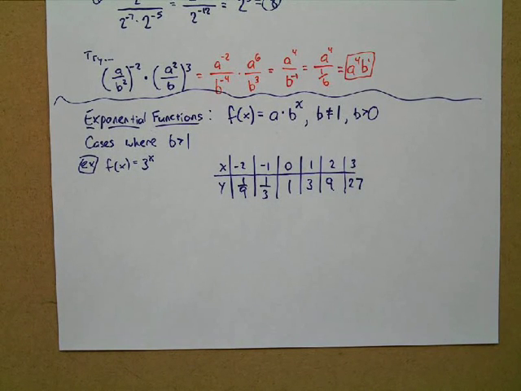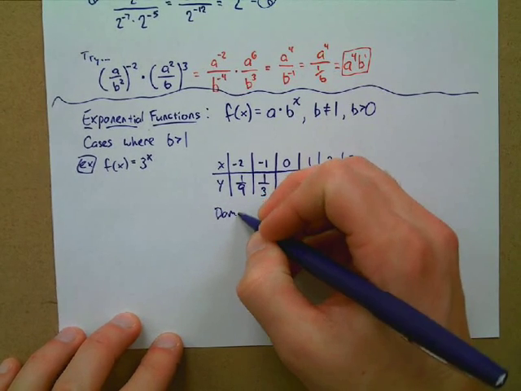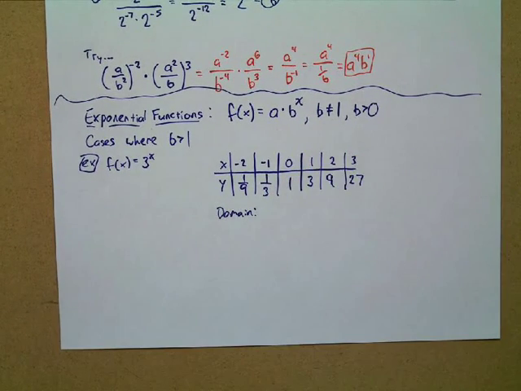Out of curiosity here, what would the domain of this function be? Or another way of asking it, are any domain restrictions possible? For example, when you have 3 to the x, is it possible to divide by 0? Or could we take the square root of a negative in this case? Do we have any square roots here? No, not really.